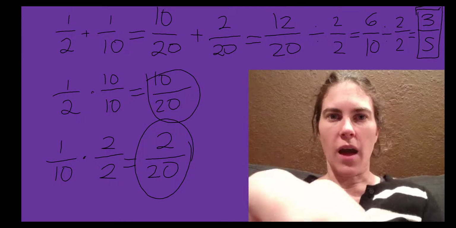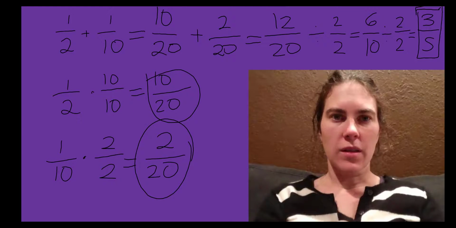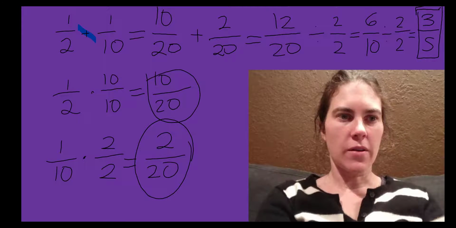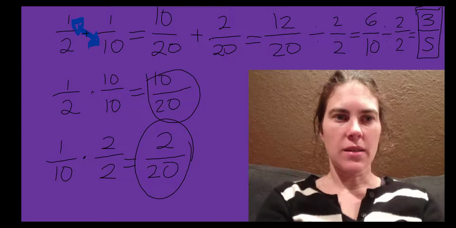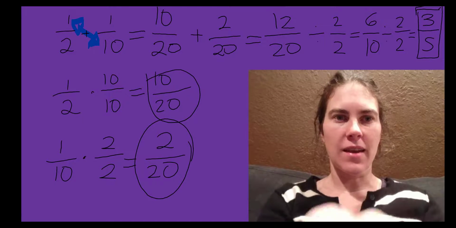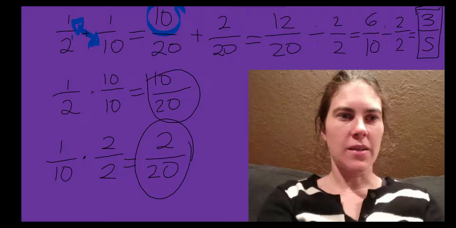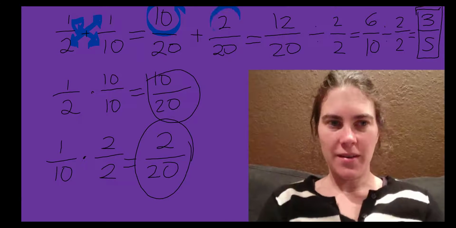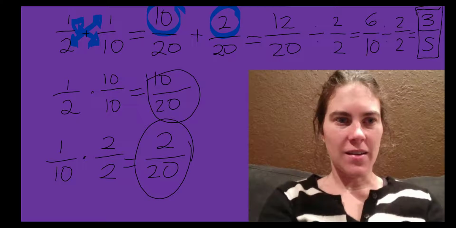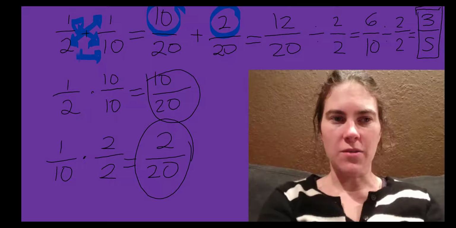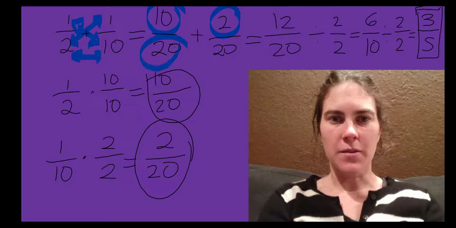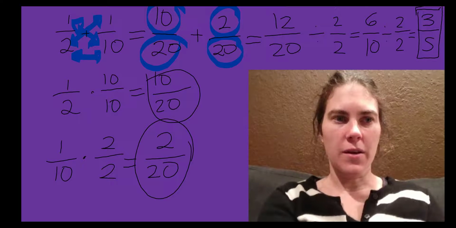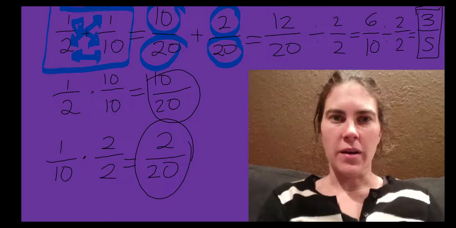So I said I would explain this arrow thing. So people say that you can go like this. 1 times 10 is 10. And they say you can go like this. 2 times 1 is 2. And then there's this other part, the denominators. You do 2 times 10 is 20. So when they talk about doing this arrow thing over here, that's why it works.